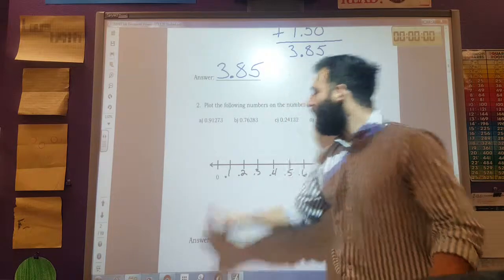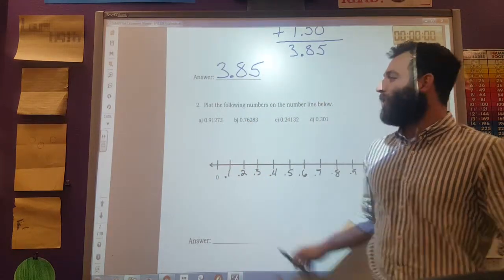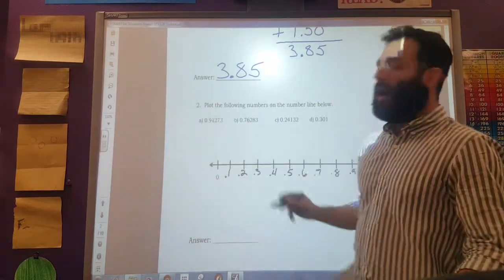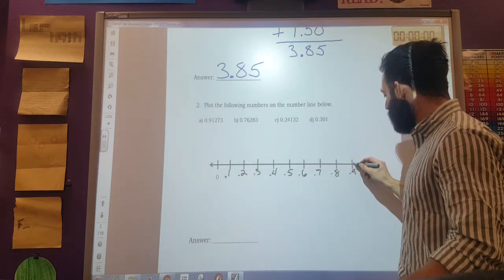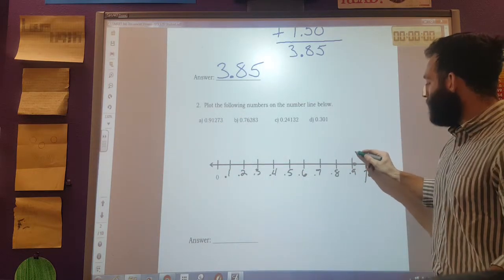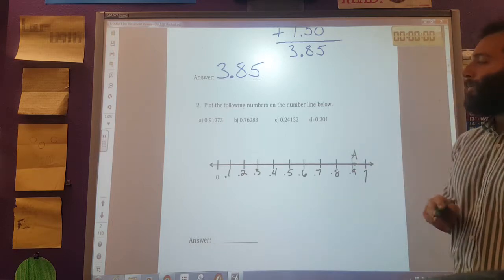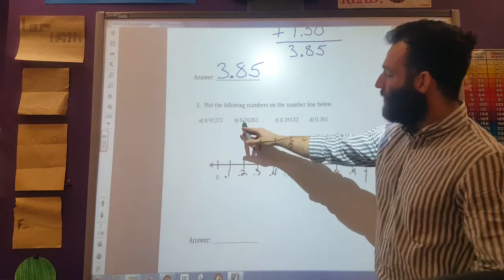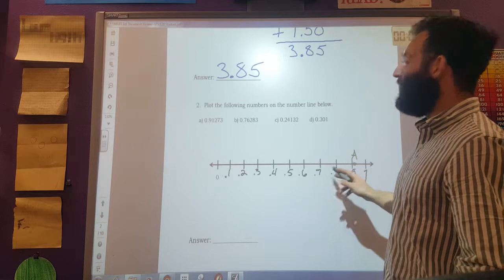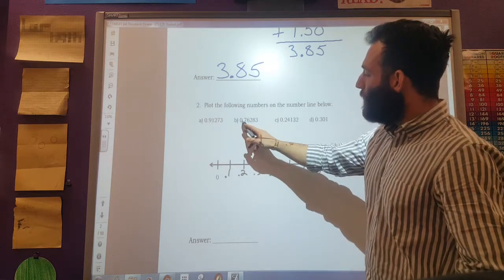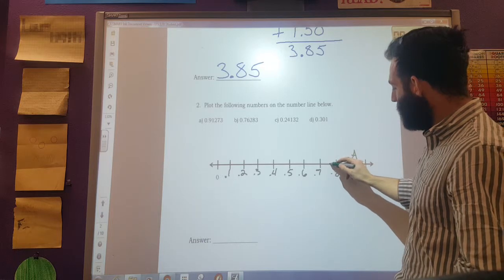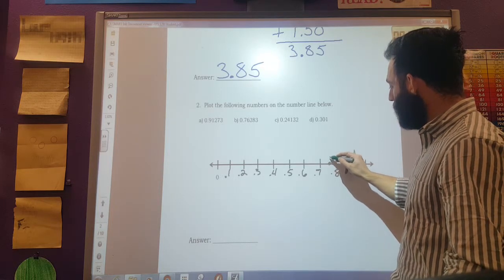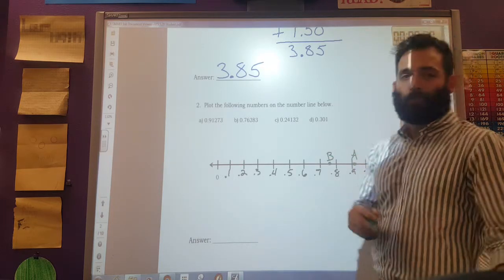And now I can plot these a little easier. The first one is a little bit more than 9 tenths. Right here, this is going to be my point A. Now my point B is somewhere between 7 tenths and 8 tenths, and I see that it's 0.76. That 6 means that it's a little bit closer to 8. So that's my point B.